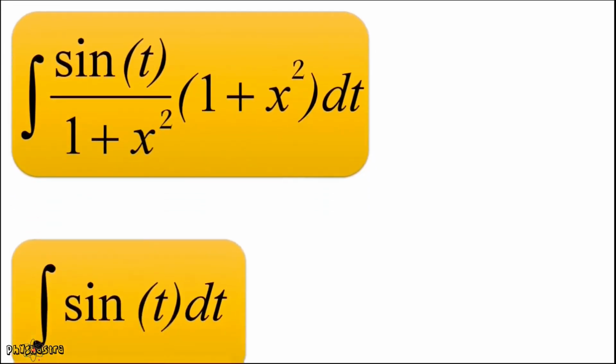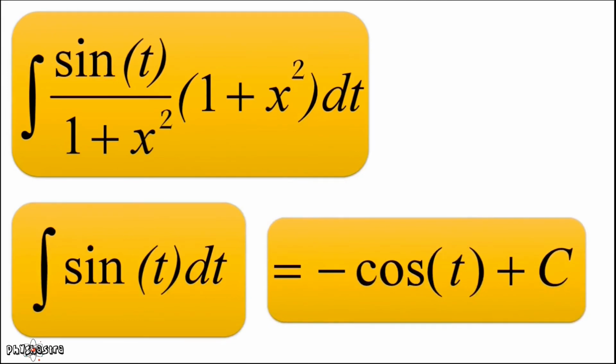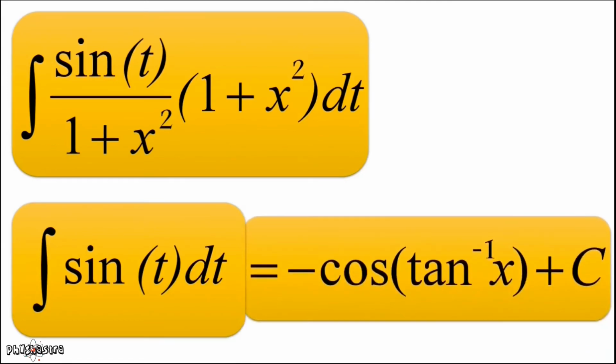We know that the integration of sine t is negative of cos t plus c, and putting the original variable in, we get the integration of sine of tan inverse x, whole divided by 1 plus x squared, equals negative of cos of tan inverse x, plus c constant. I think you got an idea how to use the substitution method. Please try to solve as many problems as you can. While dealing with physics, you will face many formulations regarding integration and derivatives. That time, your practice will be rewarded.